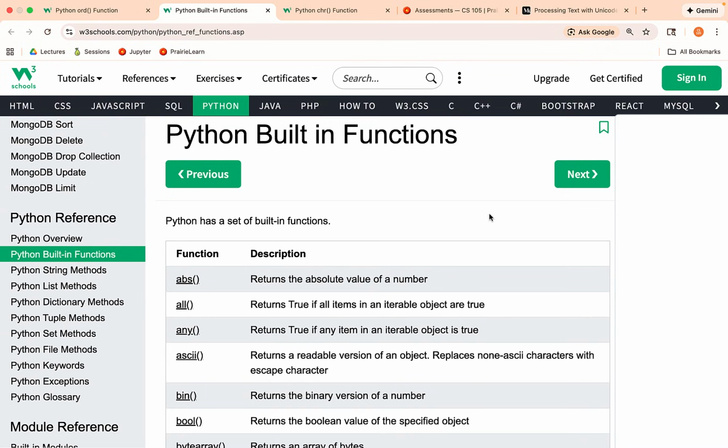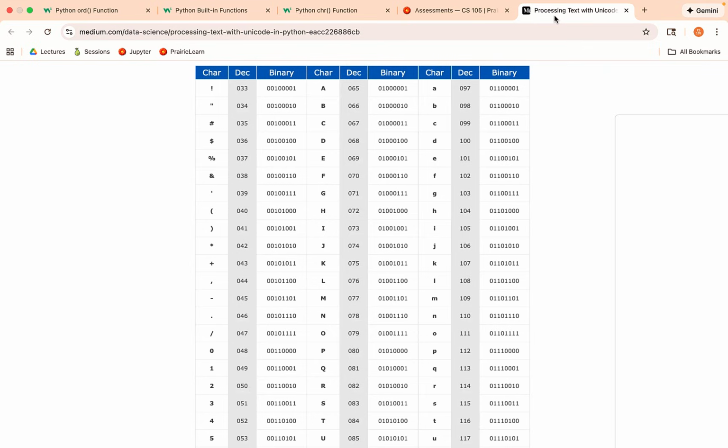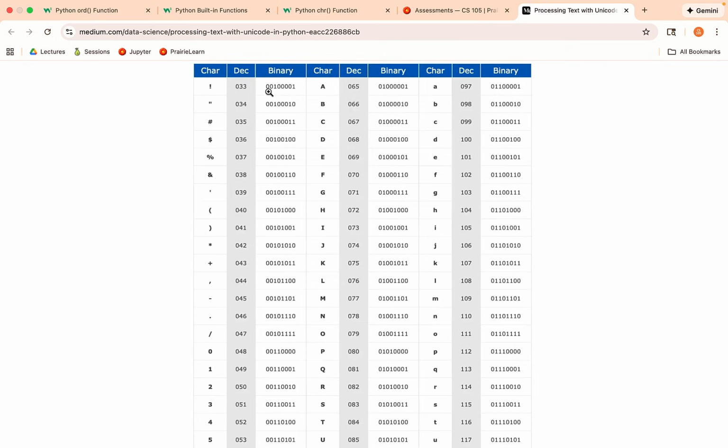Okay, we're going to look at two additional built-in functions in Python. Those are ord and chr. The basis of this is that when we store data on computers, we can actually only store ones and zeros. So that's in this column, that's that binary value there.